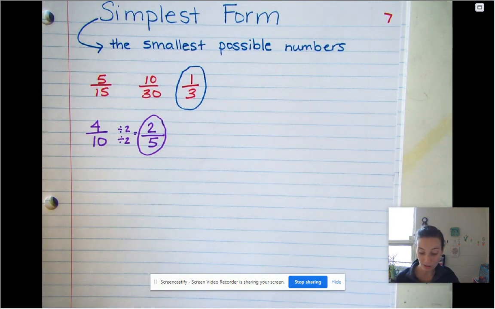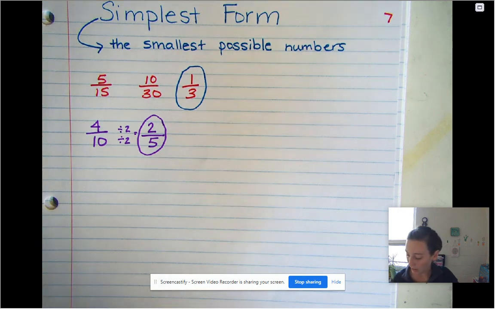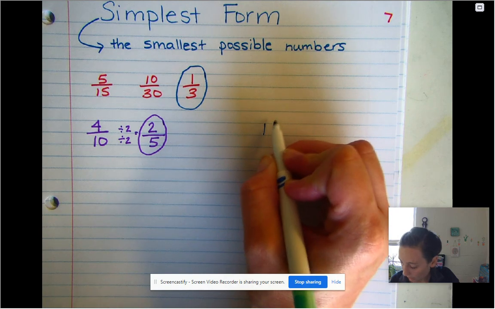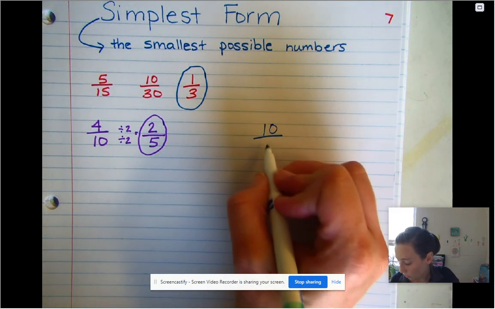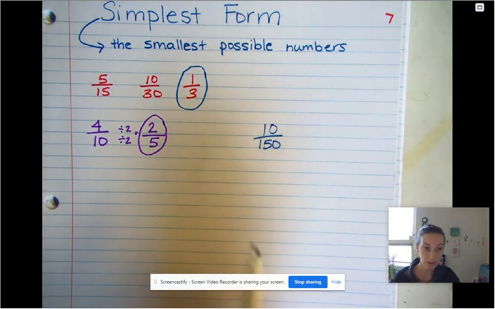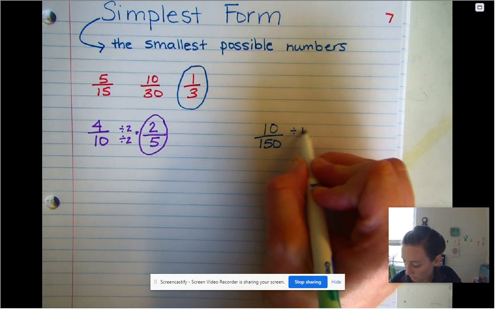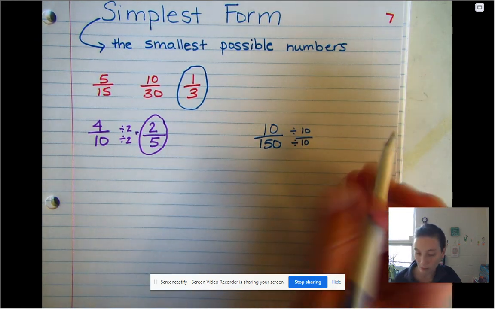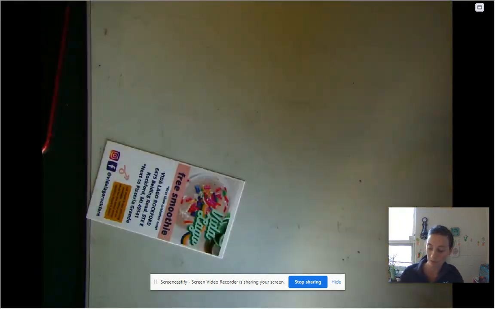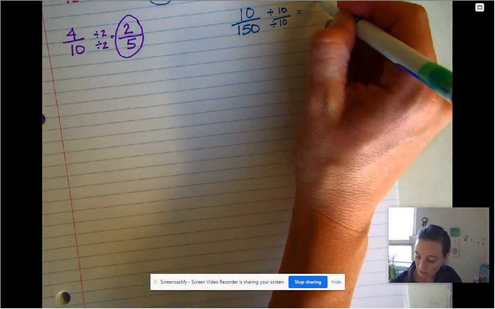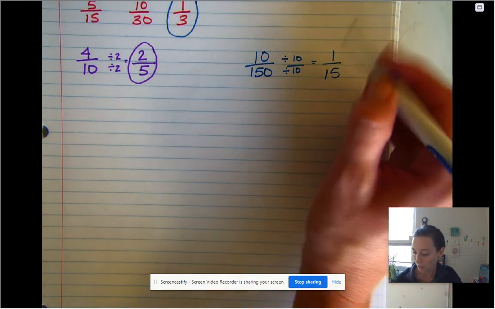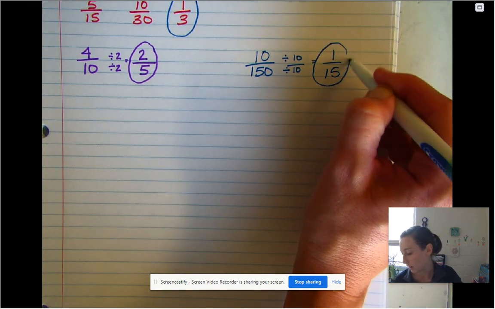This is where your factor table is probably going to be your BFF again, because you can look and see, do these numbers have any common factors? So if we had 10 over 150. They both end in 0, so they both have 10 as a factor. So I divide both of them by 10. Remember, when I'm doing equivalent fractions, the top and the bottom have to be the same so that it equals 1. So 10 divided by 10 is 1. 150 divided by 10 is 15. 1 is the magic number, and 15 is the prime number. There's no more common factors.